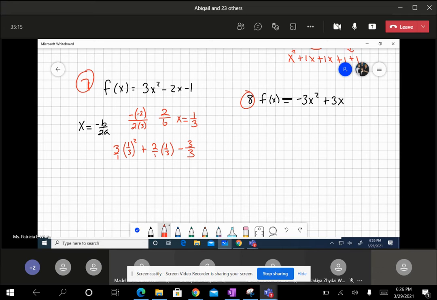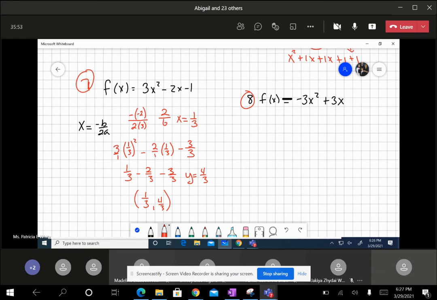If I have 1/3 squared, that's a 9. Times a 3 takes me right back to 1/3. And that's supposed to be a minus. 2 times 1/3 gives me a minus 2/3. Minus 3/3, that's my 1. So that's going to end up with y is equal to 4/3. So my vertex is 1/3, 4/3.